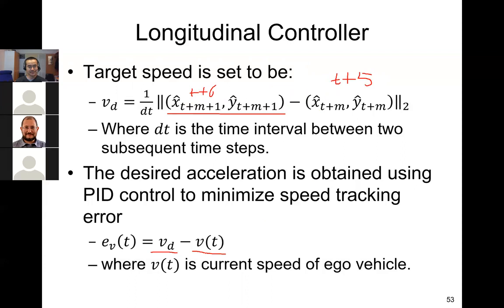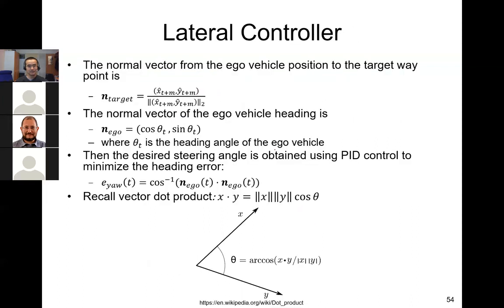It's a little bit strange because you're trying to make VT equal to VD, which is time t+5. I guess if the dt is very small, yeah, it makes sense. So the lateral controller simply tries to minimize the heading error.